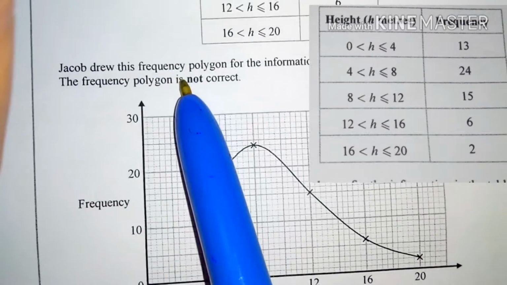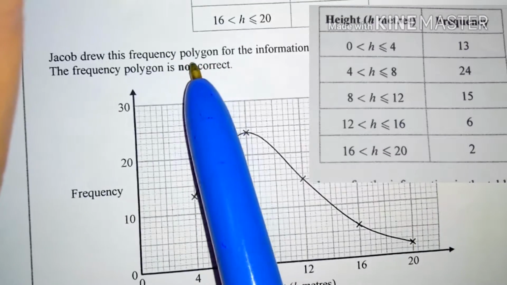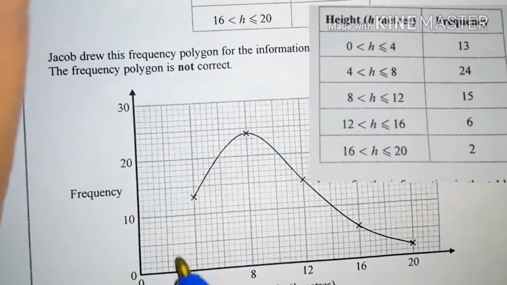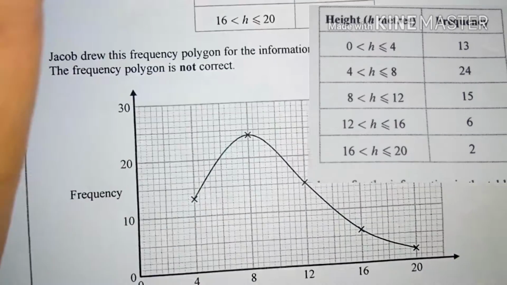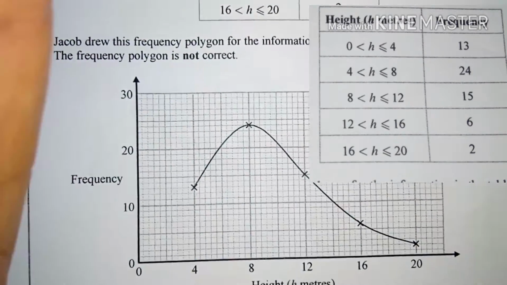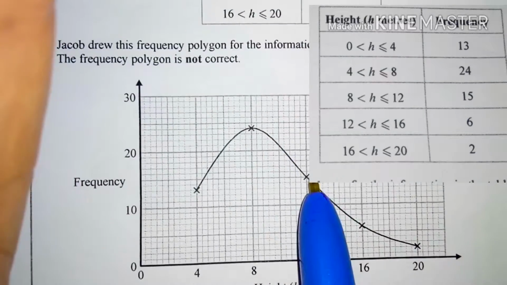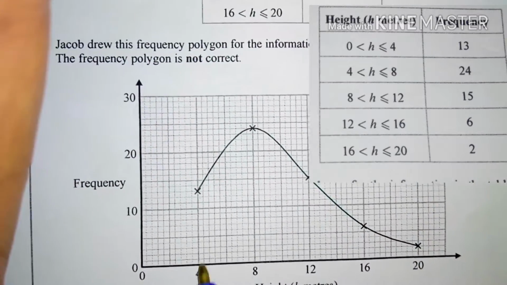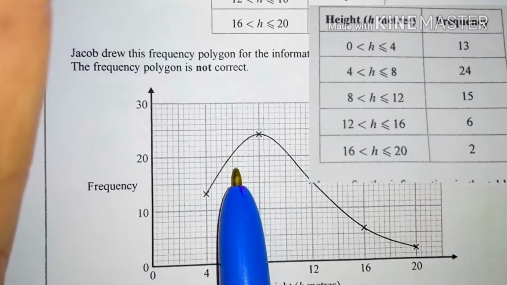Well, not to be sarcastic, it's a frequency polygon. A polygon is any shape of straight lines. This is a curve. So the first thing I'll say is this is not a polygon. Also, if you look, these numbers are actually on the lines. This is not how you draw a frequency polygon. A polygon would have to go into the center.